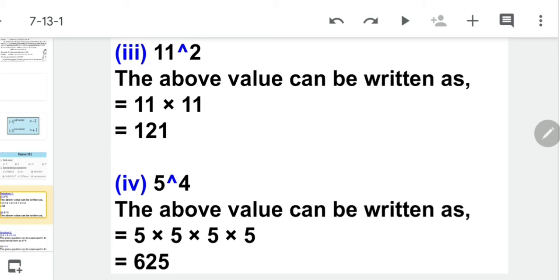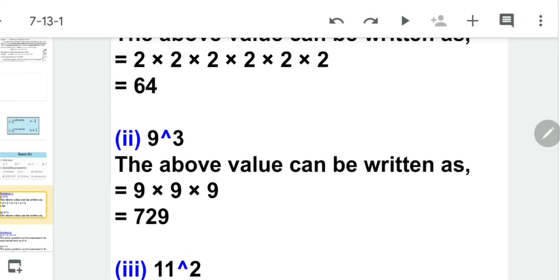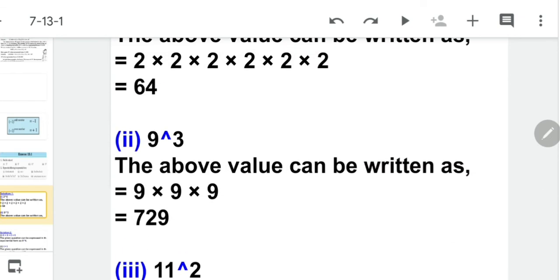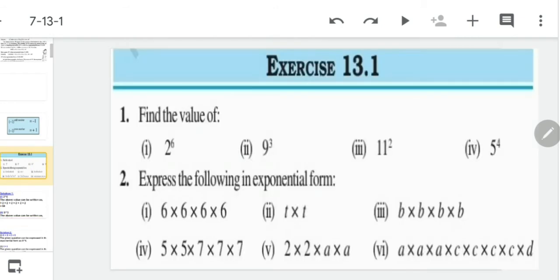Okay, so it is simple, you can see it. What you have to do is just write it in its expanded form and find its answer by multiplying all these numbers. Let's see what we have to do in our next question. So it is just the opposite of the previous one. In this question, we have to convert the expanded form into its exponential form.